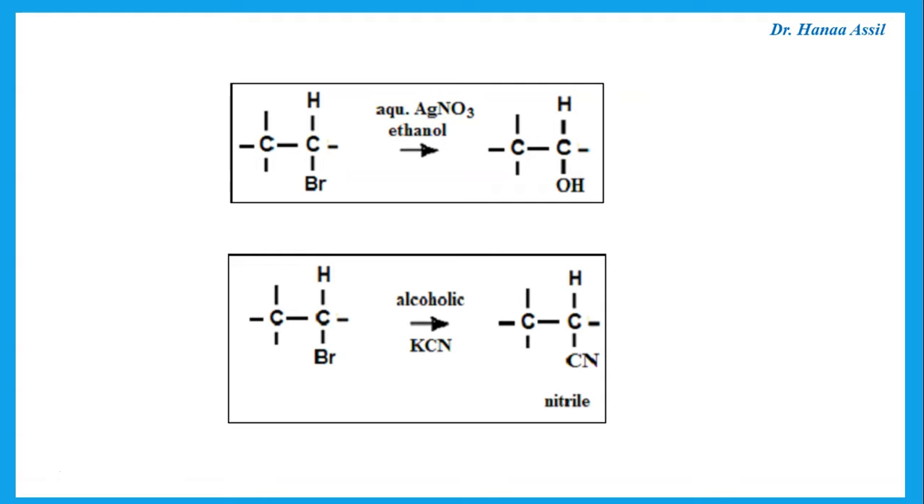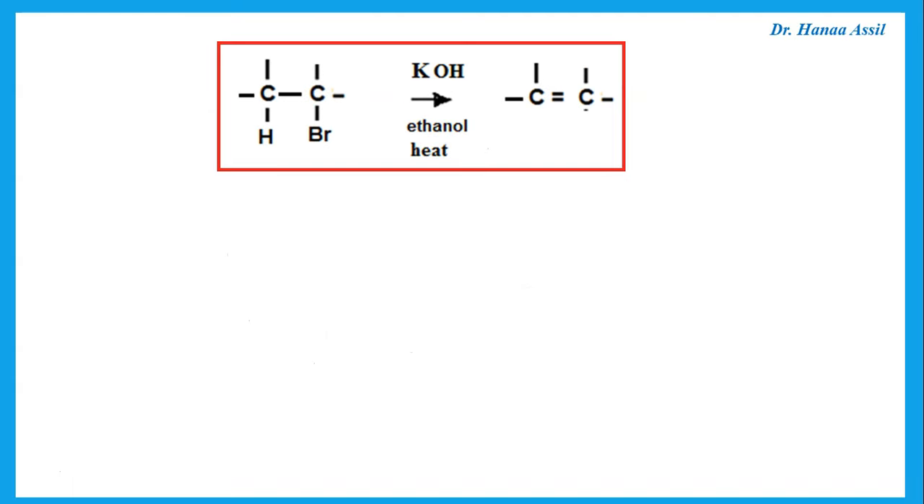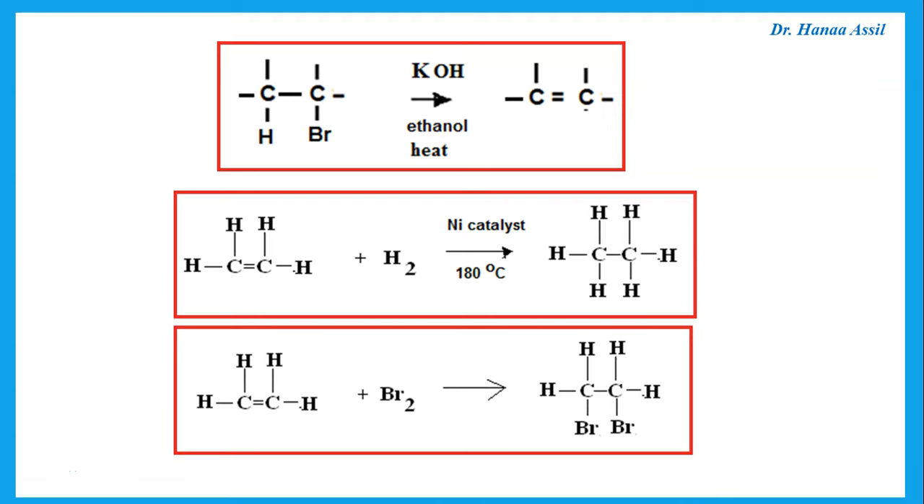And again, if we want to add cyanide group, we react the alkyl halide with alcoholic KCN. How do we get an alkene from an alkyl halide? Well, we use alcoholic KOH and heat, or KOH in ethanol and heat. This is an elimination reaction and it forms an alkene.